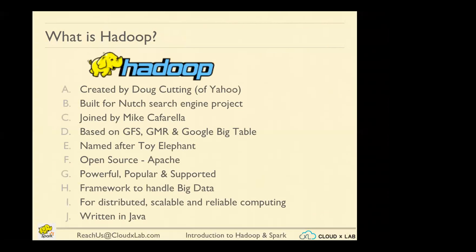Hadoop is a software that runs on many computers in order to solve humongous data problems. So that's exactly what Hadoop is. Hadoop is a suite of components, a collection of components which come together, that are designed for distributed, scalable, and reliable computing. All right. Is everybody with me so far?